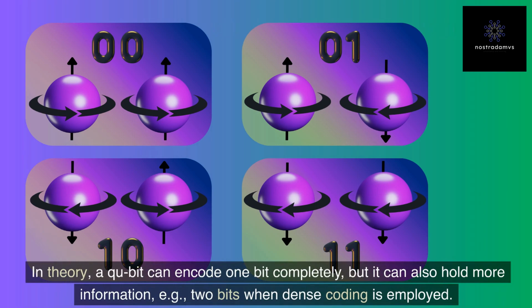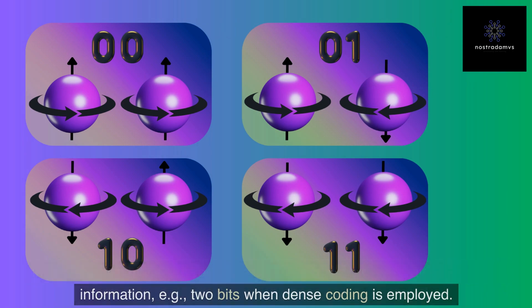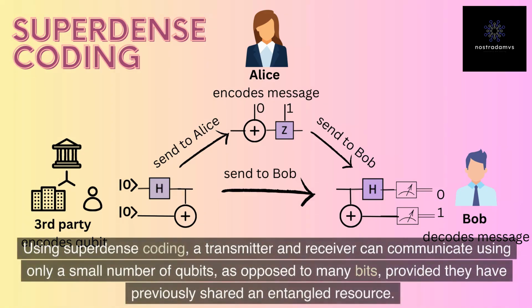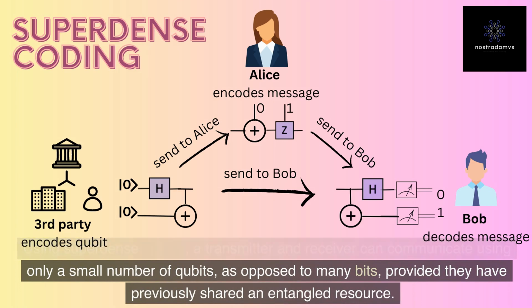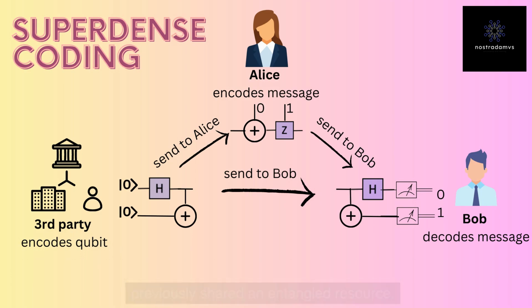In theory, a qubit can encode one bit completely, but it can also hold more information, for example, 2 bits when dense coding is employed. Using superdense coding, a transmitter and receiver can communicate using only a small number of bits, as opposed to many bits, provided they have previously shared an entangled resource.